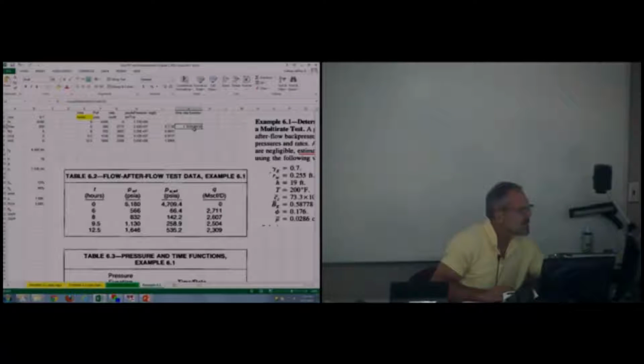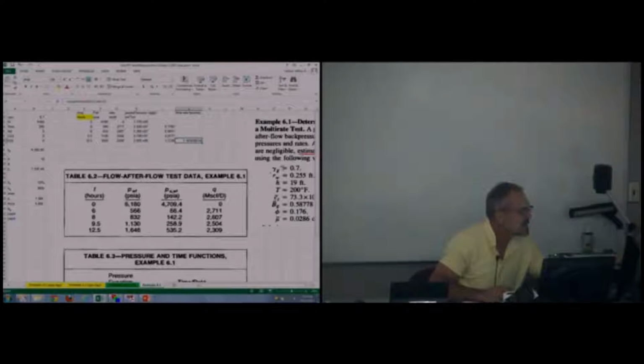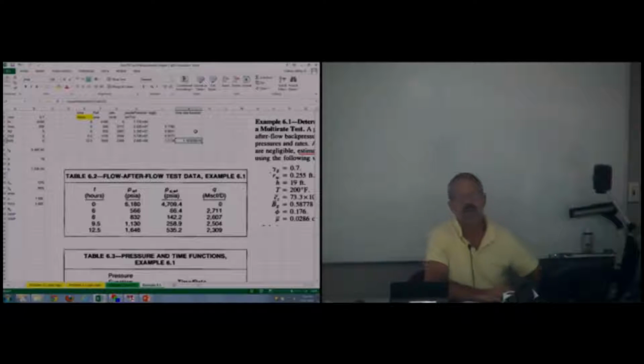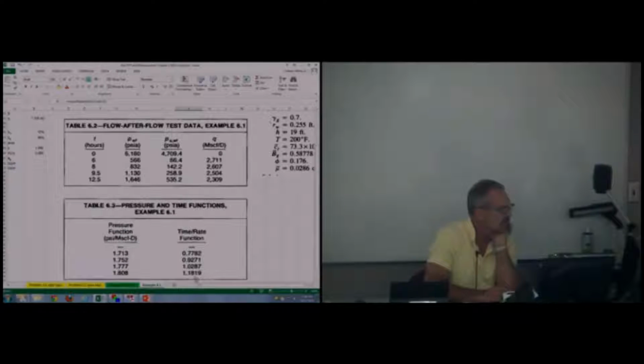Oh, I know what I'm doing wrong here. Isn't that my last number? Yeah, 1.1819. Now, here's where I have to be clever. I actually got the right number for the last answer. 1.1819. Okay, see, I got the same number as the last number on the table.